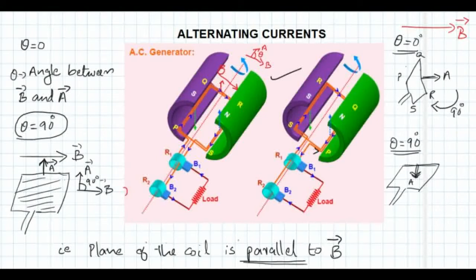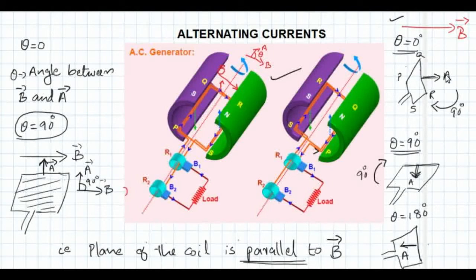Again, if we rotate this coil through 90 degree, the total angle will be what? 180 degree, right? So if we again turn the coil through 90 degree, now the direction of the area vector will be like this. Here you can see that the area vector is anti-parallel to the direction of B.